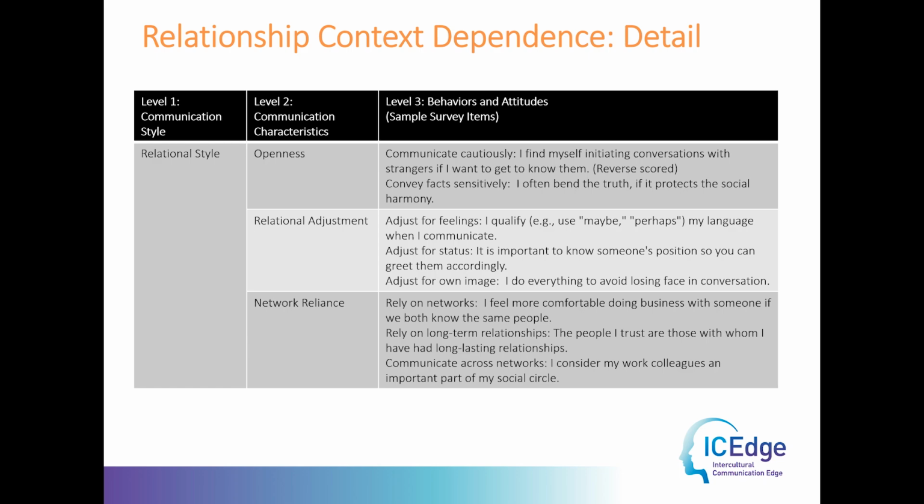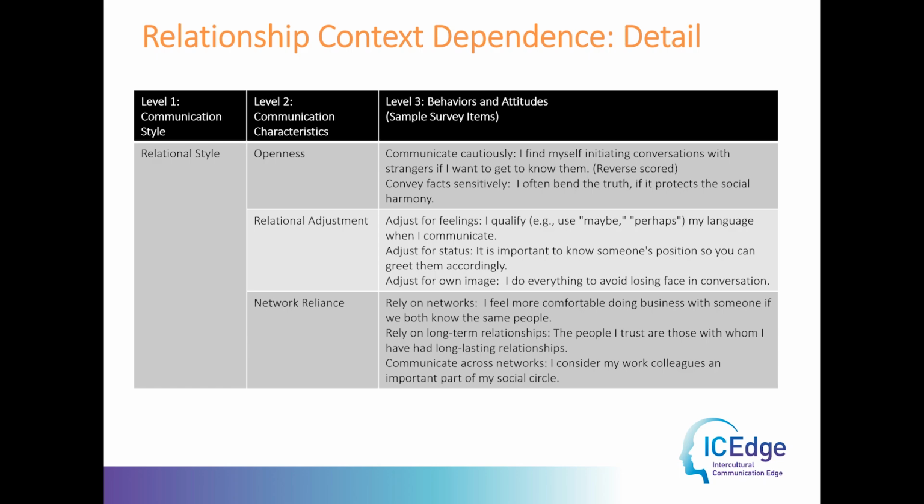For relationship context dependence, the level 2 characteristics include openness, relational adjustment, and network reliance. The openness dimension at level 2 consists of communicating cautiously and conveying facts sensitively at level 3. A sample item for cautious communication, reverse scored, would be: I find myself initiating conversations with strangers if I want to get to know them.